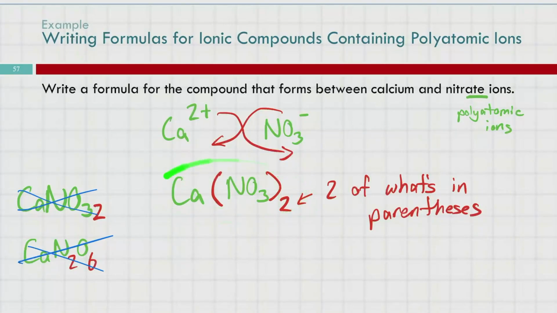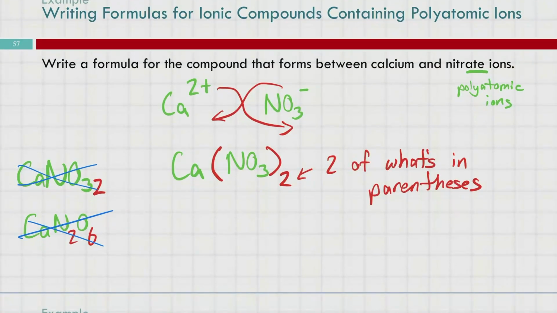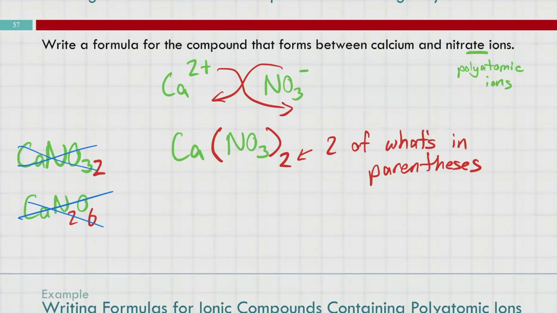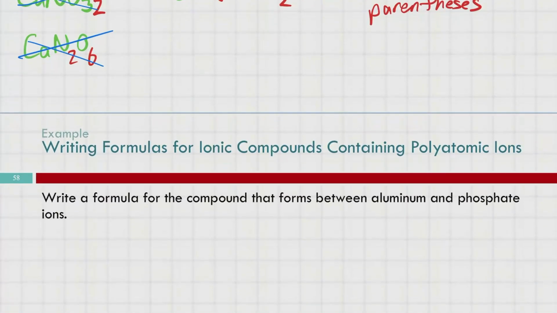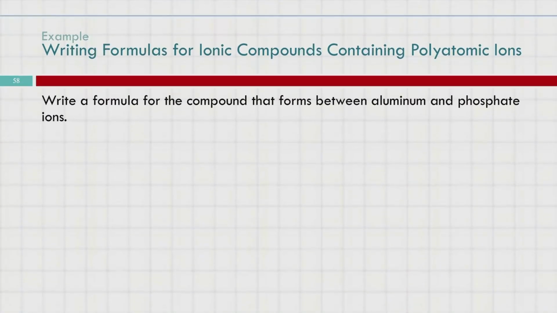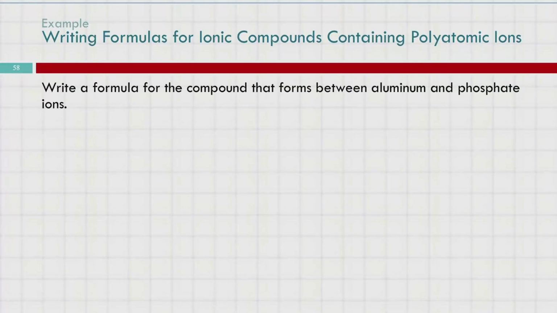So it would be this formula here. And we could also see if it's simplified. We can't simplify it anymore, so it's simplified because of the subscript of 1. And if we wanted to, we could check the charges, but they do work out. We could also write a formula for a compound that forms between aluminum and phosphate.